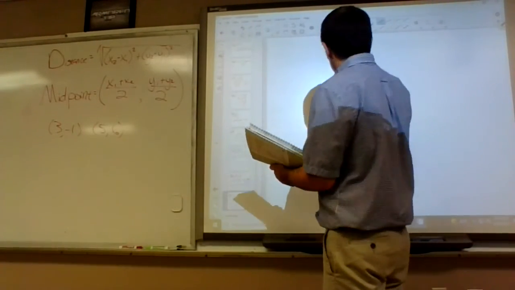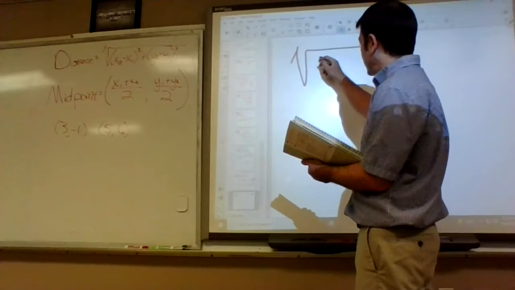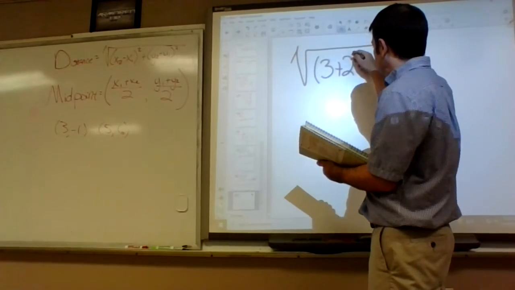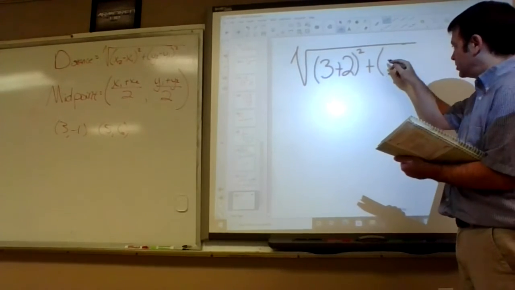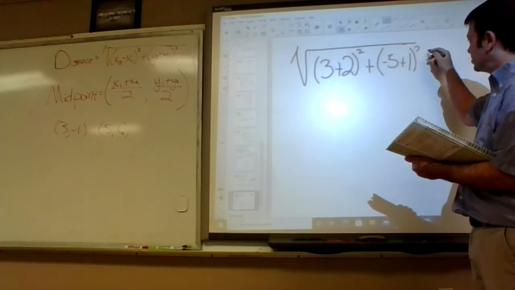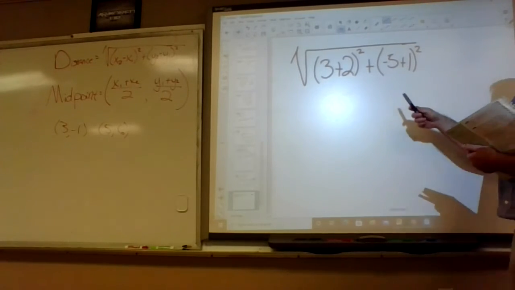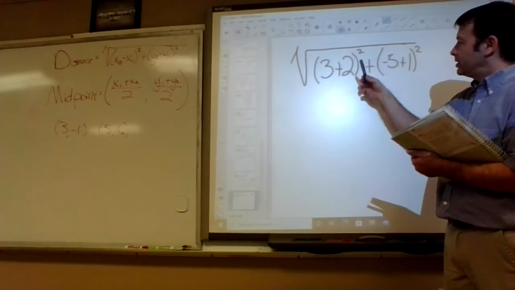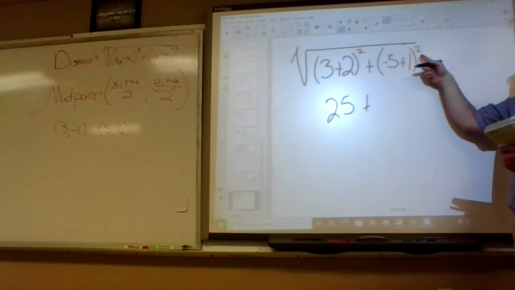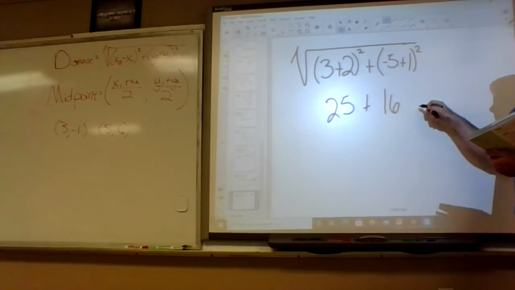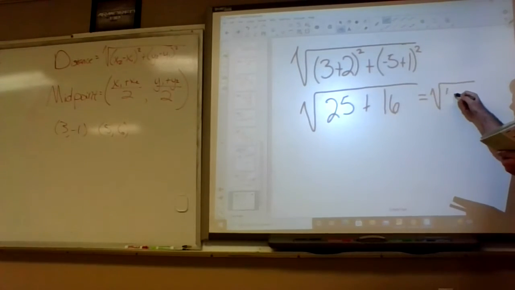Number 9. Square root for the distance. It would be 3 minus negative 2, or 3 plus 2 squared, plus negative 5 minus negative 1, or negative 5 plus 1 squared. So this would be 5 squared is 25. This would be negative 5 plus 1 is negative 4. Squared is 16. 25 plus 16 is 41.